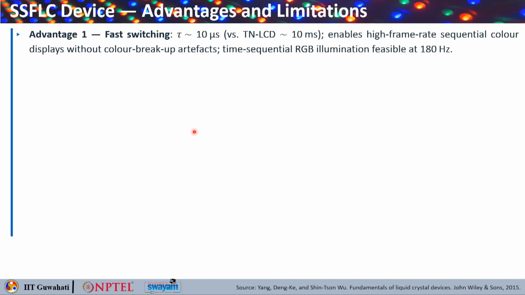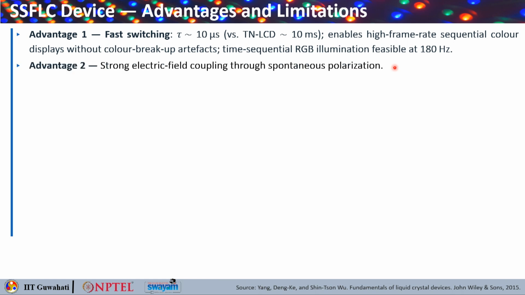So what are the advantages and limitations of these SSFLC devices? The first advantage, as you can understand, is the fast switching with switching time in the range of 10 microsecond, as compared to the twisted nematic LCDs which have switching time of around 10 millisecond. So this allows very high frame rate sequential color displays without color breakup artifacts, and time sequential RGB illumination is feasible at 180 Hertz.